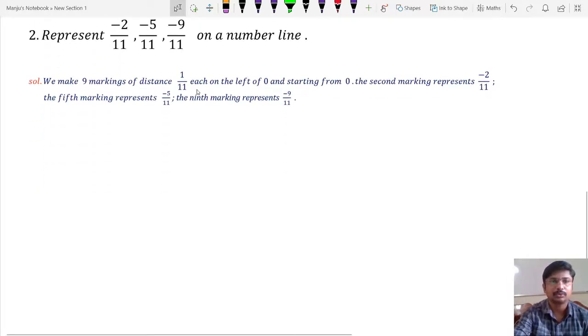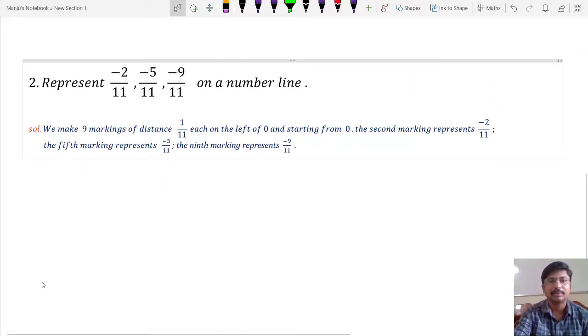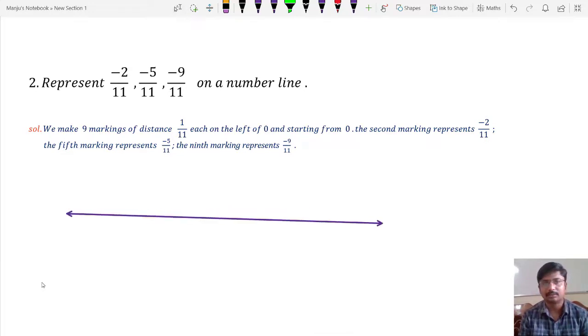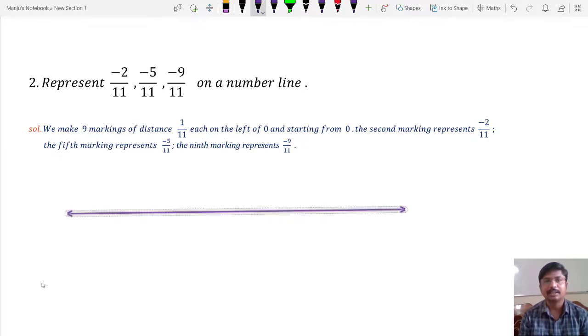Next, we will move to the second question. Represent minus 2/11, minus 5/11, minus 9/11 on a number line. We make 9 markings of distance 1/11 each on the left of 0, and starting from 0, the second marking represents minus 2/11, the 5th marking represents minus 5/11, the 9th marking represents minus 9/11.